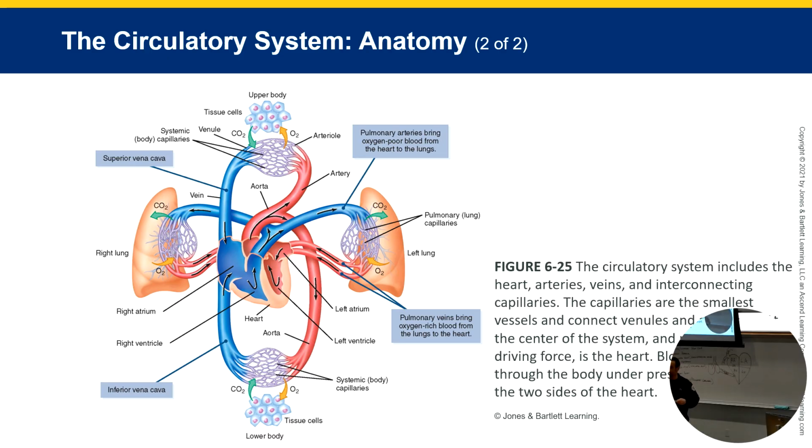So this is a spot where diffusion takes place. Again, this is going to be our external respiration. We have a high concentration of oxygen chilling out in our lungs. We have a high concentration of carbon dioxide inside our blood. And then we have the inverse of each other.